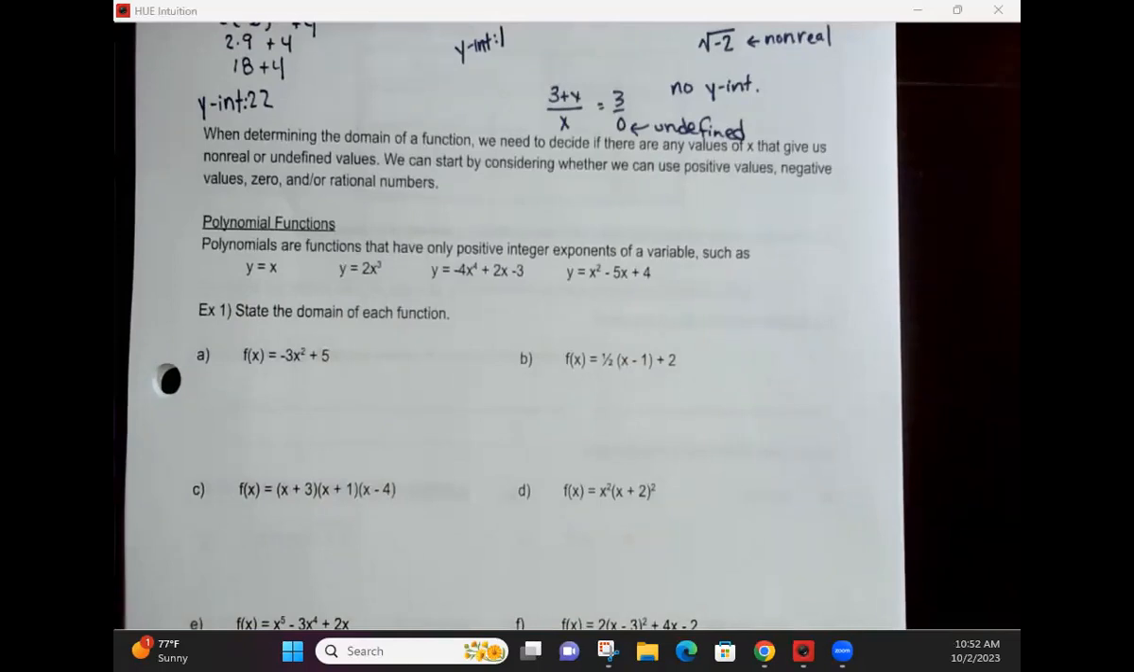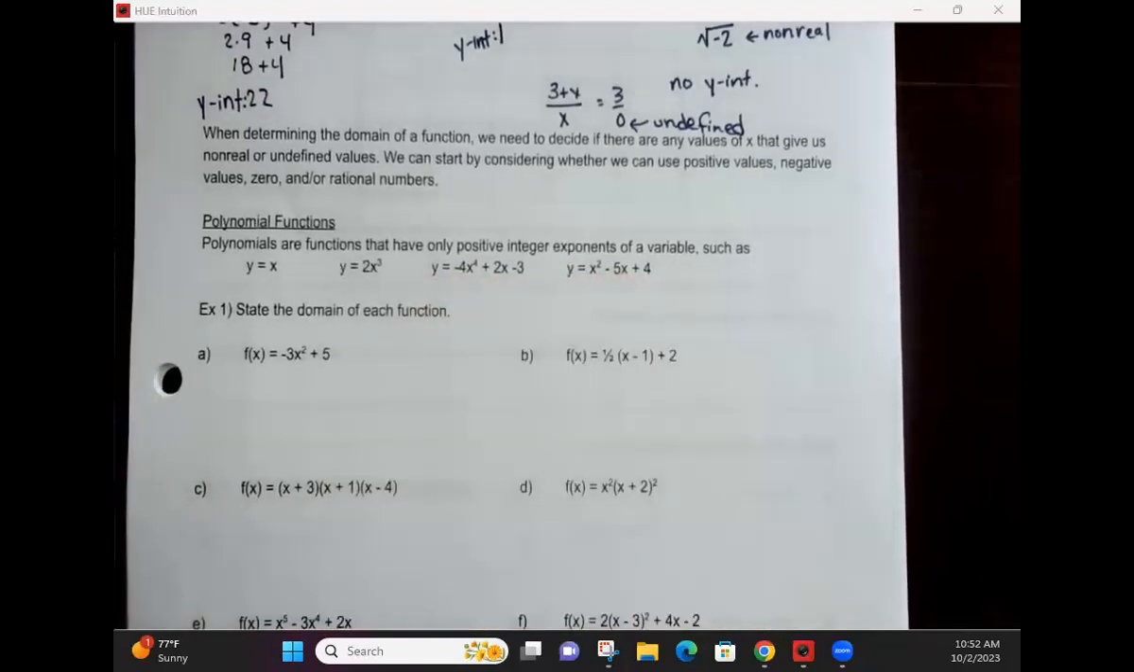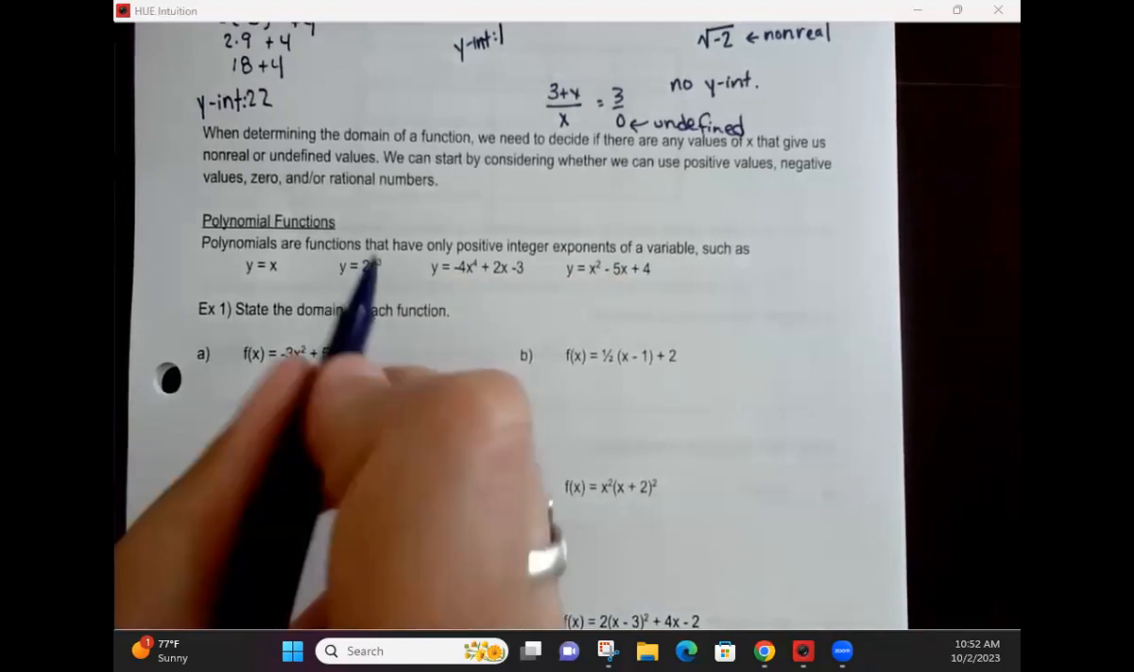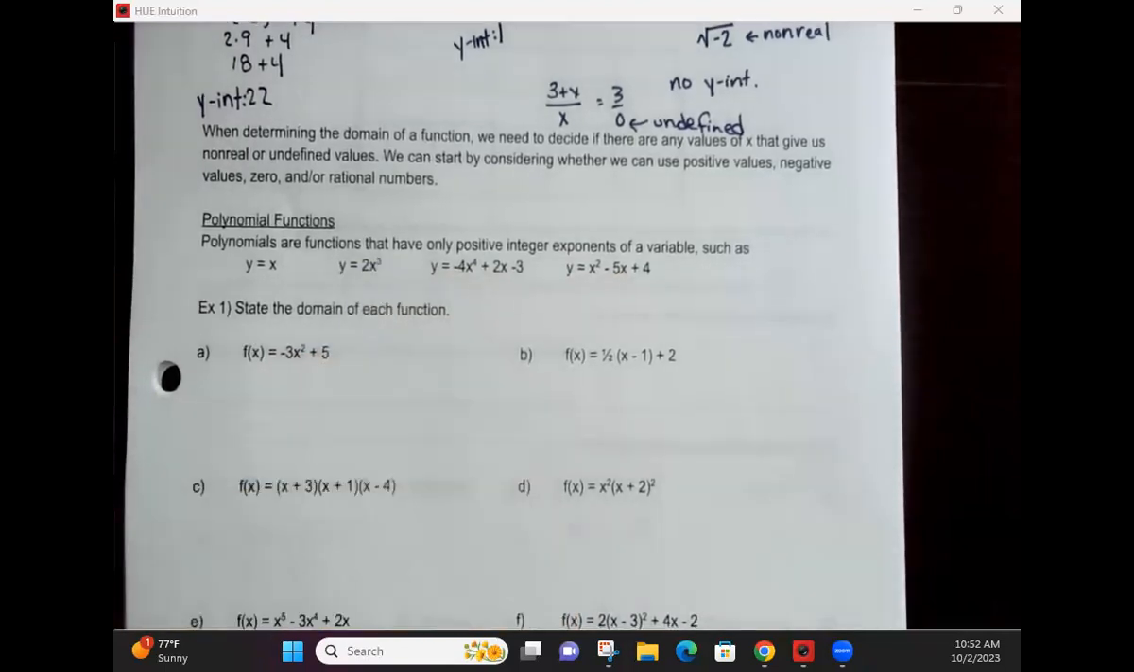If I had x to the 5th, x to the 6th, x to the 10th, x to the 17th, I can have multiple x's with different exponents sort of sprinkled in there. Those are all what we call polynomial functions. My variable has a positive integer exponent. That's a polynomial, okay? X has an exponent that is a positive whole number. That's a polynomial function. And again, we can group them together because they all kind of behave the same way. So I want to talk about the domain of polynomial functions.